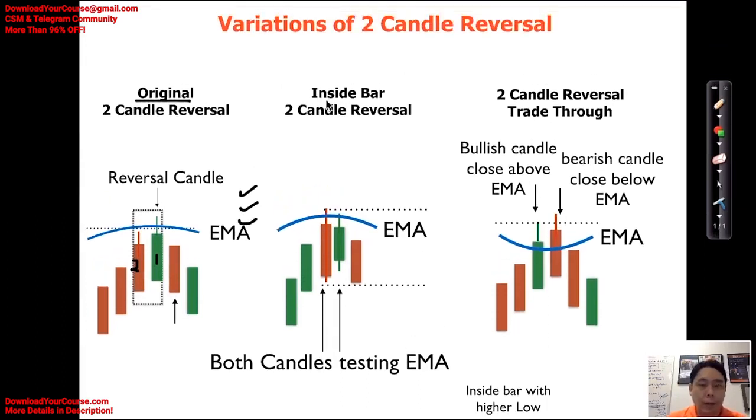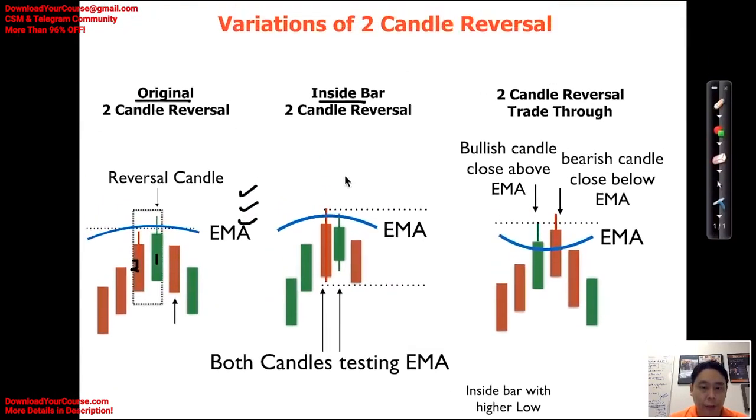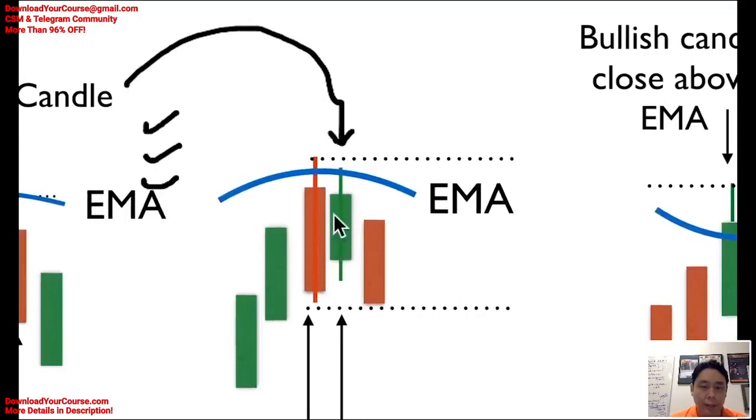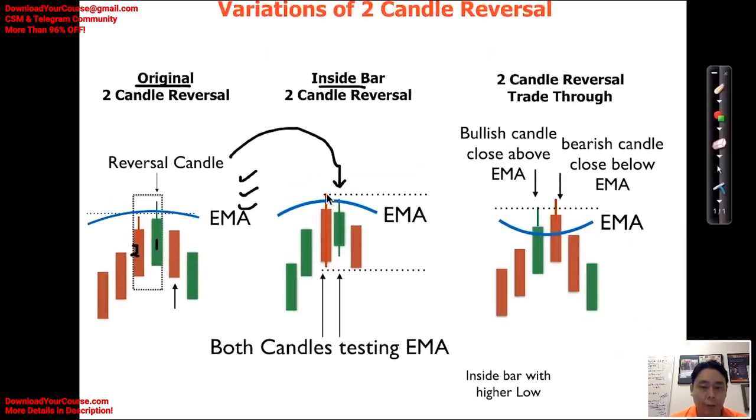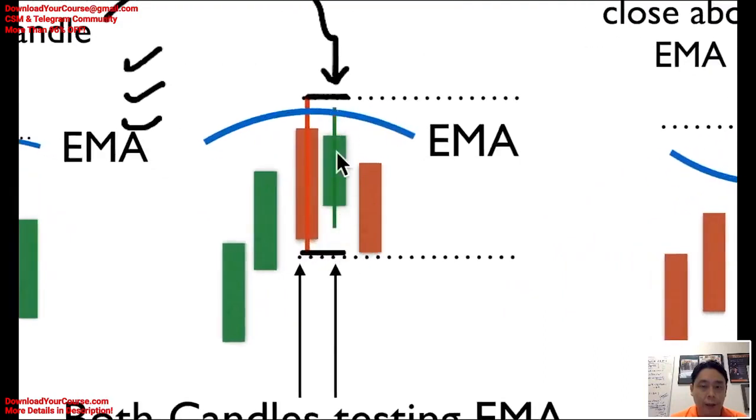Now, again, we have got the inside bar pattern, where in this case, the reversal candle, which is this guy, is now an inside bar of the previous candle, right? So it's an inside bar, right? The range is completely within the range of the previous candle. This is the mother, this is the baby, right?